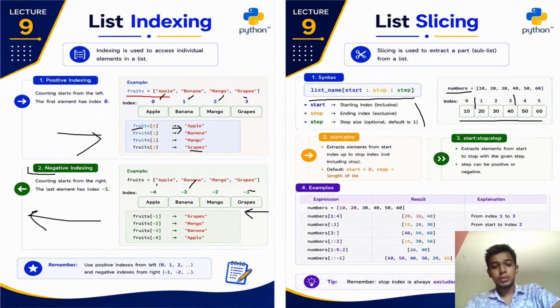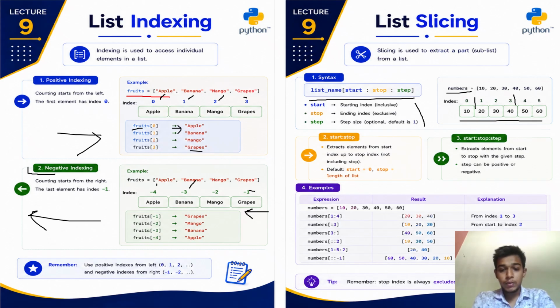Now, what's the difference between them? Before moving ahead, there is a simple difference. Indexing is used to access one element, while slicing is used to access multiple elements or a part of the list. If you remember this difference, you will never confuse indexing and slicing. Every list element has an index number. Positive indexing starts from the left, while negative indexing starts from the right. Slicing helps us extract multiple elements using the syntax start colon stop colon step. And remember that the stop index is always excluded.